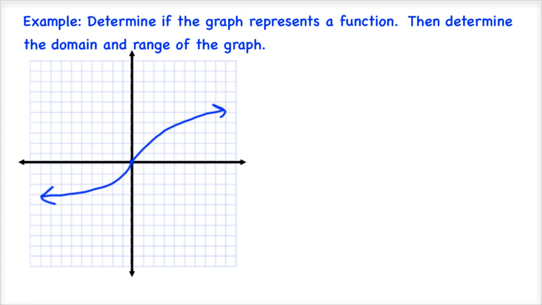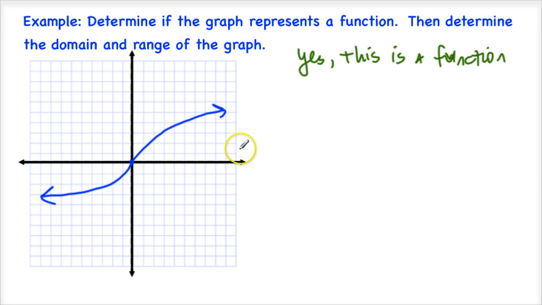Okay, so if you've paused it and you're ready to see the answer to this one, first determine if it represents a function. We do the vertical line test, and any vertical line I draw here is only going to intersect this graph once. So first of all, yes, this is a function. Okay, so now we want to think about the domain and range.